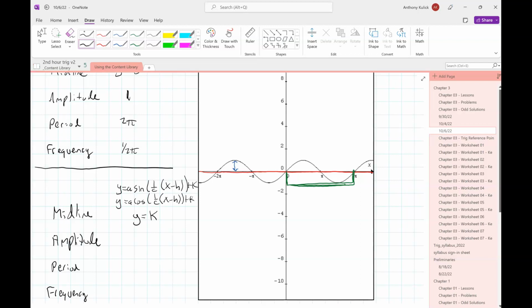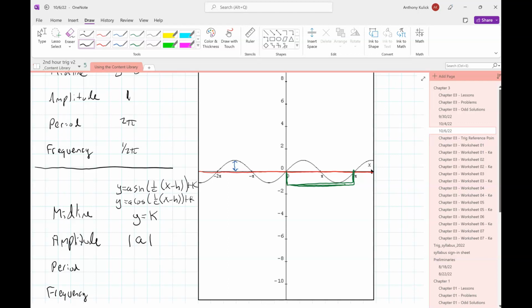So our amplitude is just going to be the absolute value of A. Why do we have to include that absolute value? So it's positive because the amplitude is a distance, and it doesn't make sense to have a negative distance. And that A value could be positive or negative. Good.